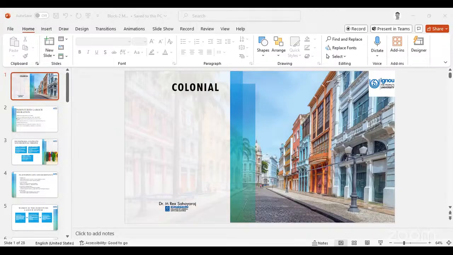Let us start the session on the colonial period, the period of community and the migration part and all those things related to it. So this is block two.